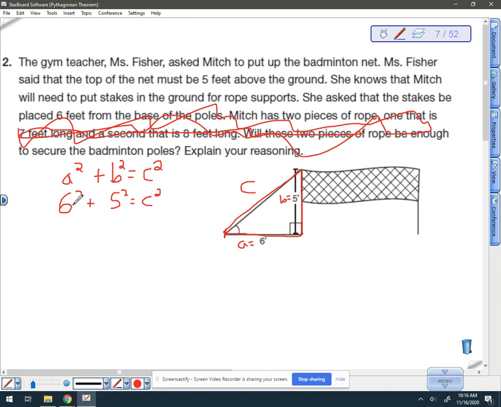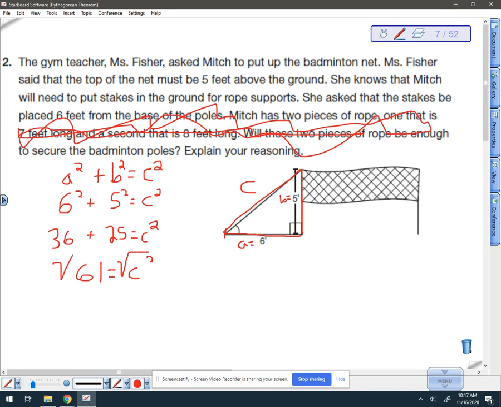So 6 times 6 for 6 squared is 36 plus 5 squared. 5 times 5 is 25 equals C squared. So then you should have added 36 plus 25, which would give you 61 equals C squared.